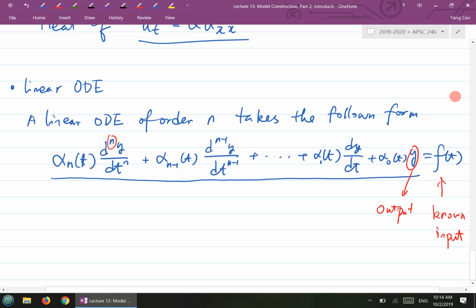Now, the important part is this. If I ask you whether any given differential equation is a linear ODE or not, the principle you rely on is to look at whether the given equation sticks to this format or not. If it is the same format, then you have a linear ODE. Otherwise, you don't have a linear ODE.